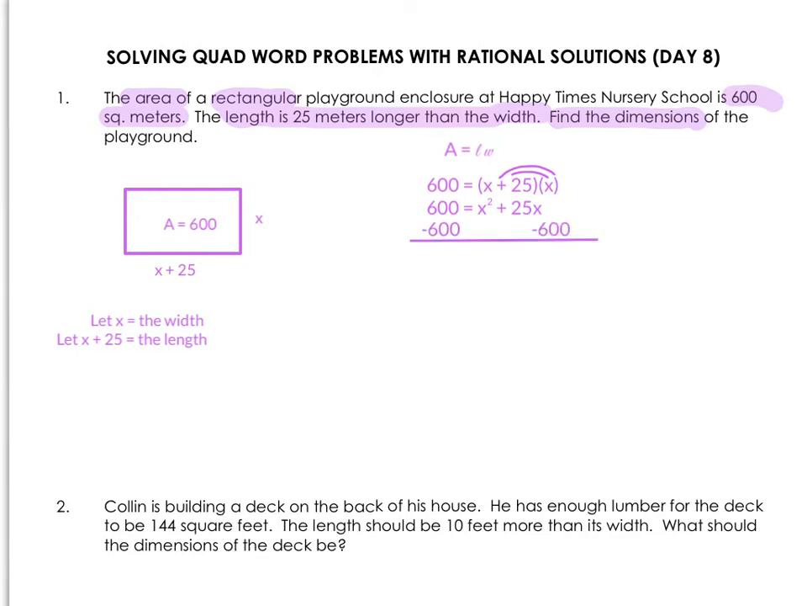So I knew to do that because this was a quadratic. So the way to solve quadratics is to get them equal to 0. So now I have 0 equals, and I like that my x squared is positive, so that's why I moved the 600 and not the x. Then I have the 25x minus 600. Now it's in standard form, so I can start thinking about how I want to solve it.